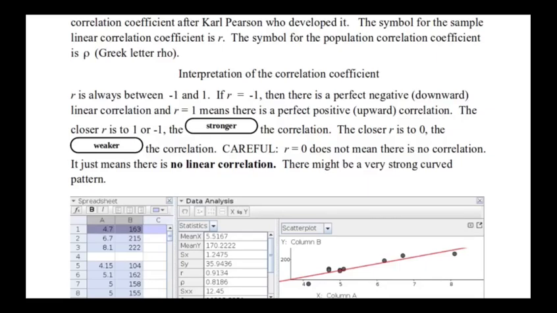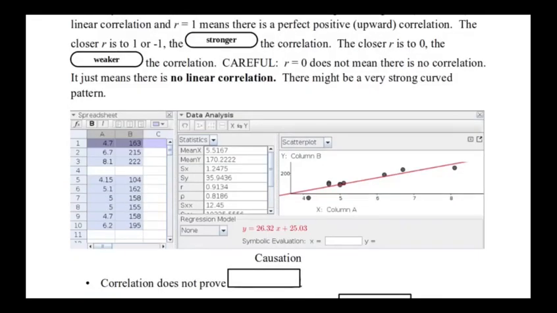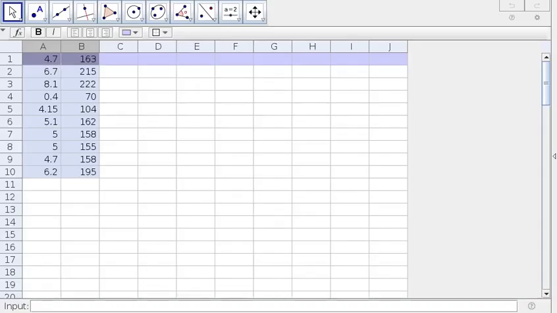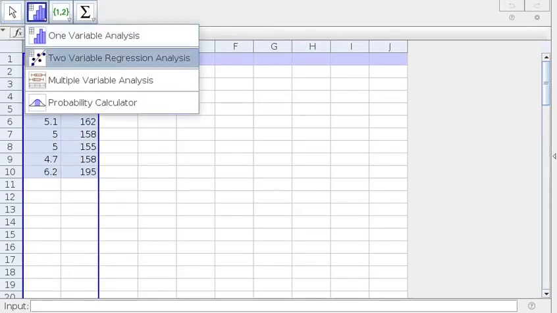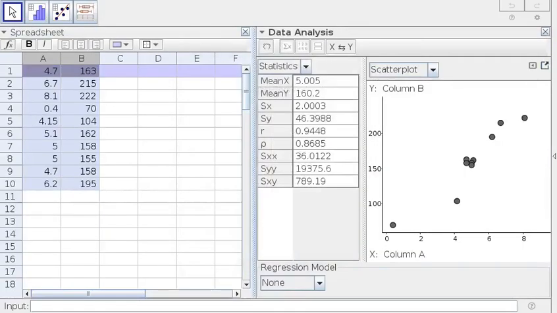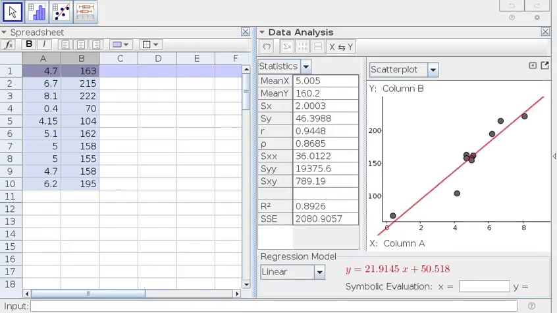But be careful, r equals 0 does not mean there's no correlation. It just means there's no linear correlation. There might be a very strong curved pattern. Looking back on our beer example, if we select both columns and do a two-variable regression analysis, we see that the calculator gives us r. Notice that when we choose a regression model, it also gives us r squared.